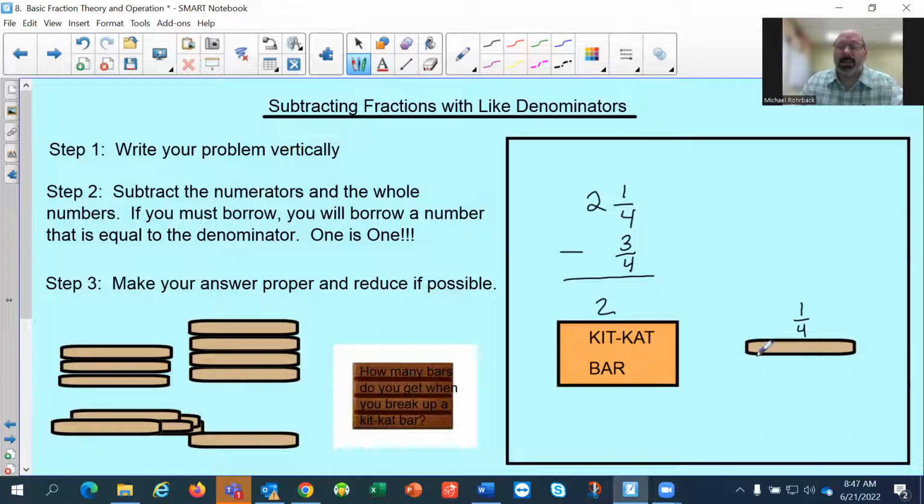Like if I have 3 friends, I want to give them all a stick of Kit Kat, I can't do it. So what do I have to do? I have to unwrap a Kit Kat bar. Here's what gets people with fractions.